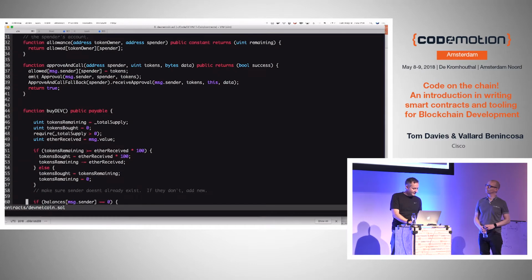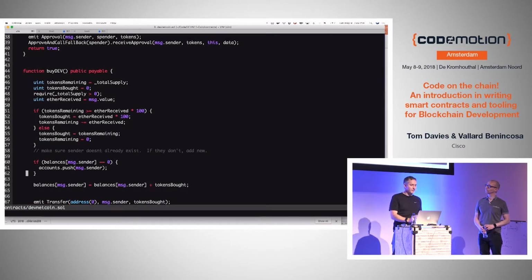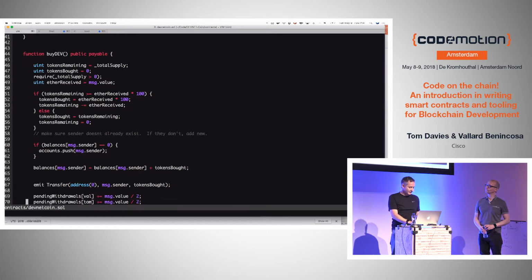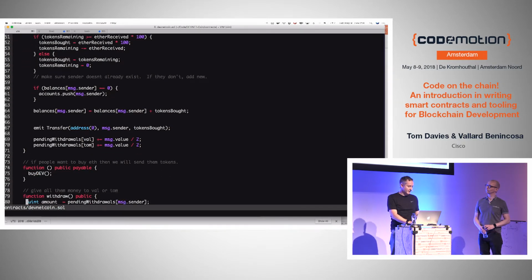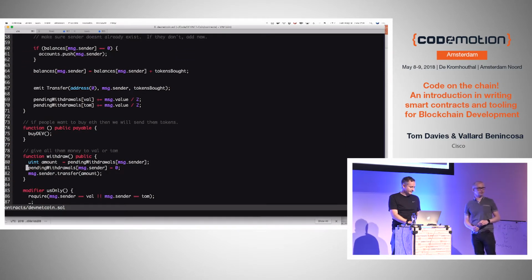The last thing is we want to make it so that anybody can buy it. So we have this buy dev function, and by putting payable there, that means it can accept Ether. Then we'll transfer the tokens to them. Ether is the monetary value on Ethereum. If you didn't know, it's like Bitcoin for the Ethereum world.